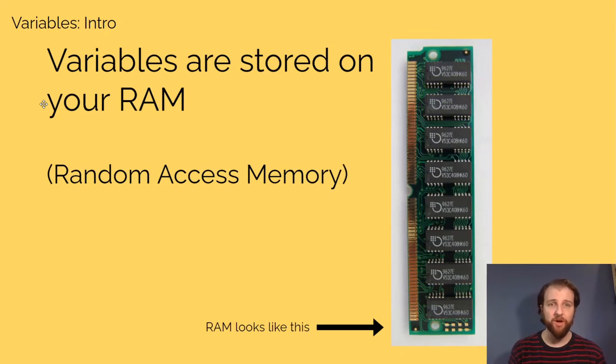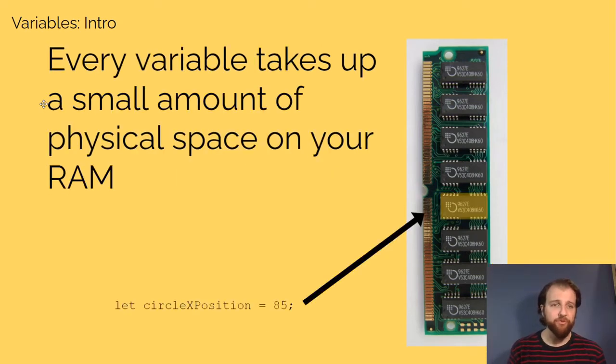Variables are all stored on your RAM. That stands for random access memory. This is an example of what RAM might look like in your computer. All of your variables go on something like this. And when they're stored, they take up a certain amount of physical space. This means on your RAM, you can only store so many variables.